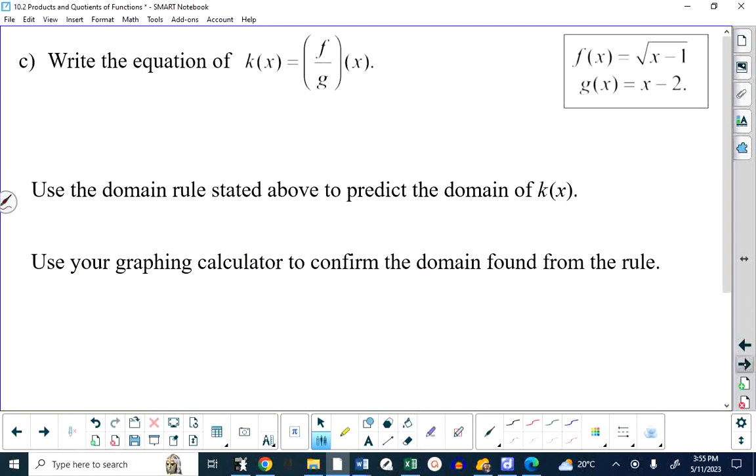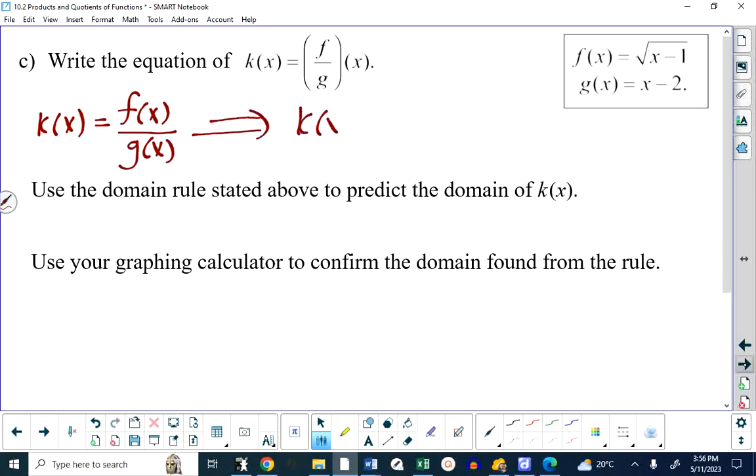C, well, what about a quotient? What if I said, what is k of x? k of x is equal to f of x over g of x, which means k of x is equal to the square root of x minus 1 over x minus 2. Use the domain rule to state what the domain would be.